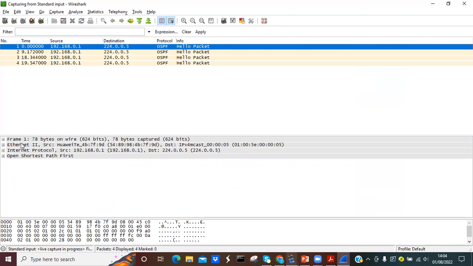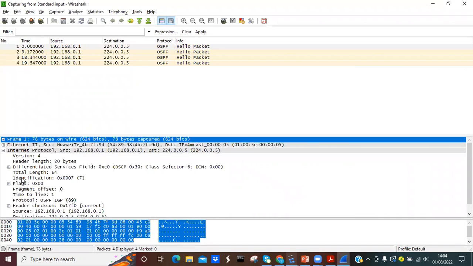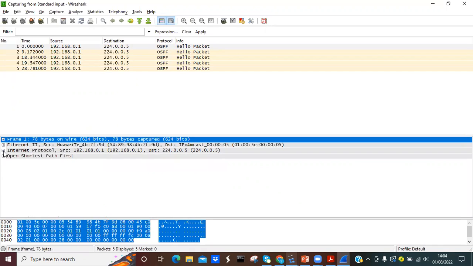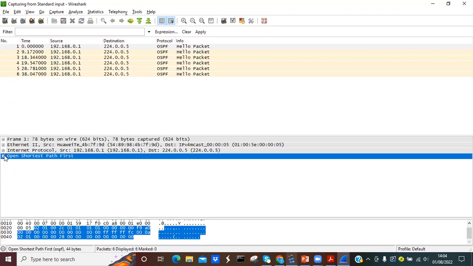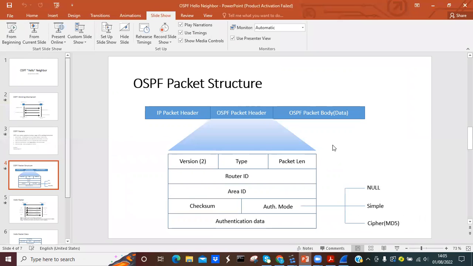It has encapsulation at layer 1 and 2, and then encapsulation at layer 3. We said this is the IP header, and the IP header is version 4, you can see, and the protocol number is 89. But what is very important is the actual OSPF packet. The OSPF packet has an OSPF header and the OSPF body. Just like what we said here, OSPF header and the OSPF body.